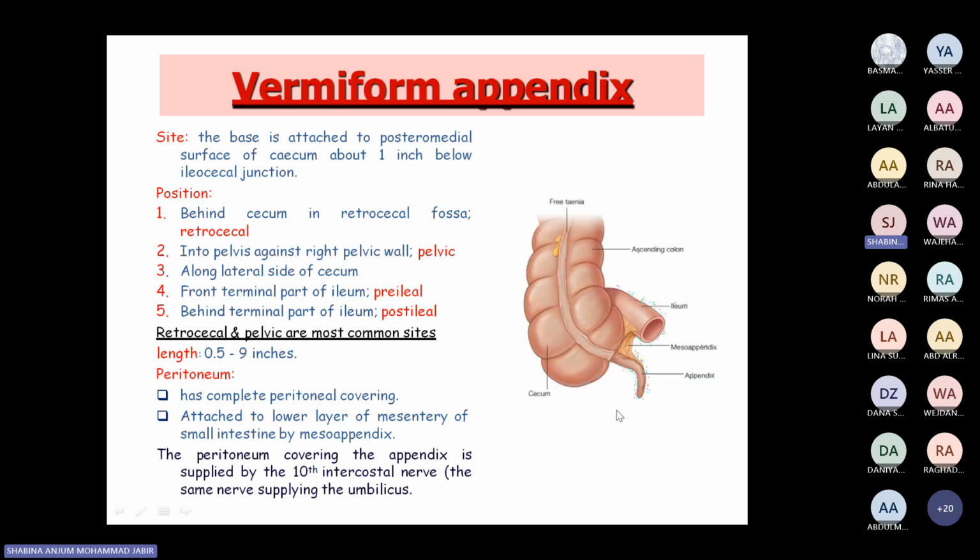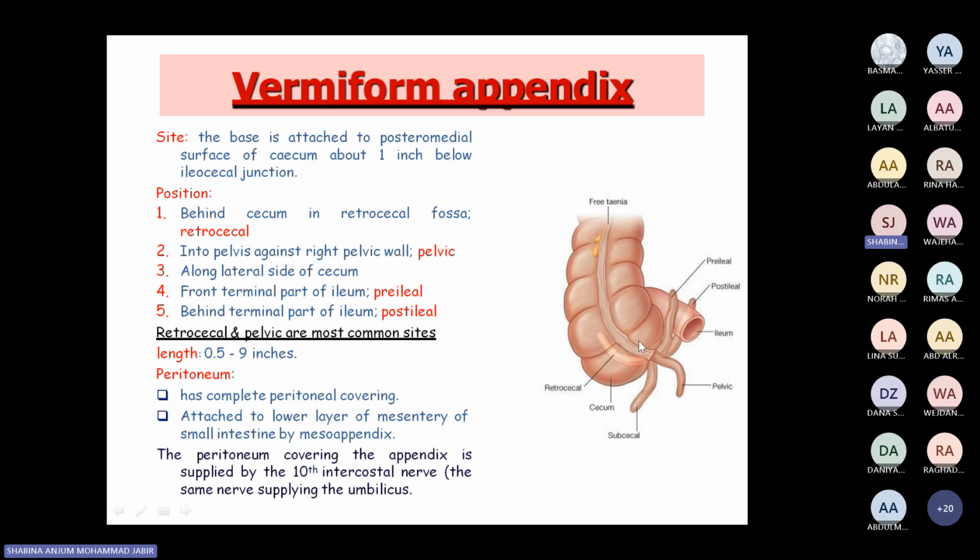Here you can see different positions and the location of the appendix, and this is the mesoappendix. Just now we saw that this is the fold of peritoneum. Again, we have different positions. This is the ileum, so it could be pre-ileal, in front of the ileum, post-ileal. This is the pelvic. This is the retrocecal, which is very common. It is posteromedial to the cecum. It could be below the cecum, subcecal. So these are the different positions.